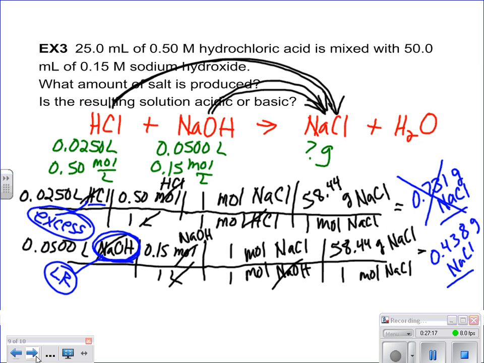So in this case, we are done with the problem except for this last little part of the question. Is the resulting solution acidic or basic? What's left in the flask? Hydrochloric acid. There it is. You got some excess hydrochloric acid left over, so it is going to be acidic because that's what's in excess. It's still there. It did not react.